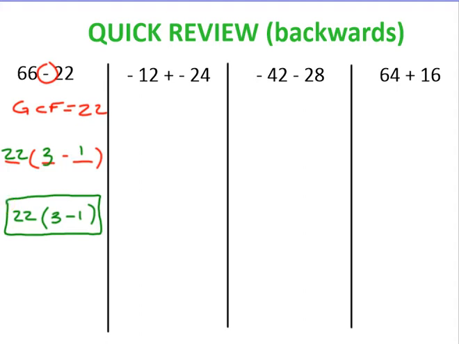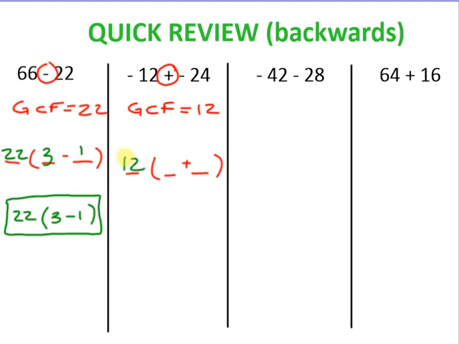22 on the outside, and then 3 minus 1 in the parentheses on the inside. All right, you have negative 12 plus negative 24. Again, ignore your negatives when you're finding your GCF. Your GCF here is 12. Go ahead and set up your forwards distributive property, what it would look like. Your operation on the inside here is plus. Don't get confused with all those negative signs.